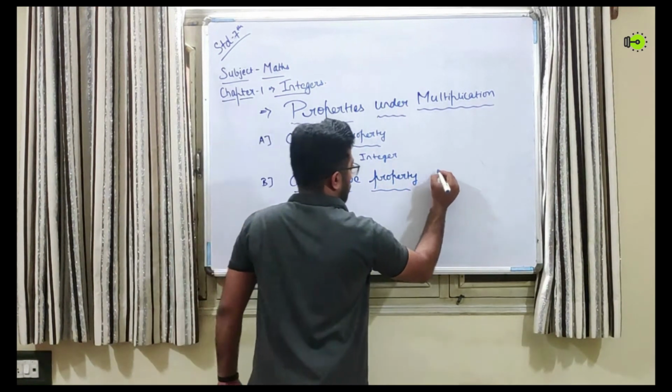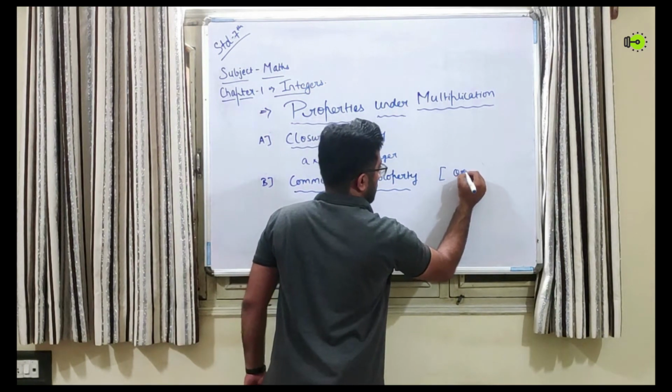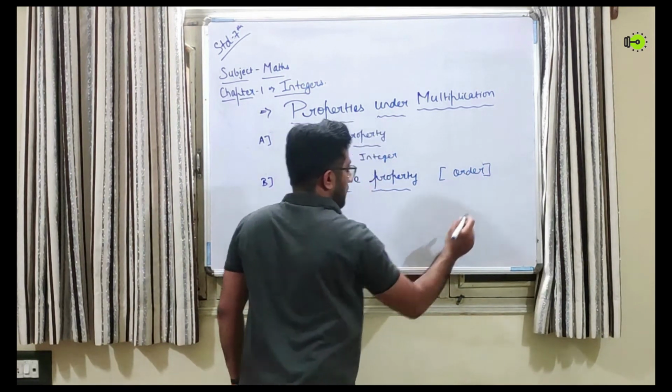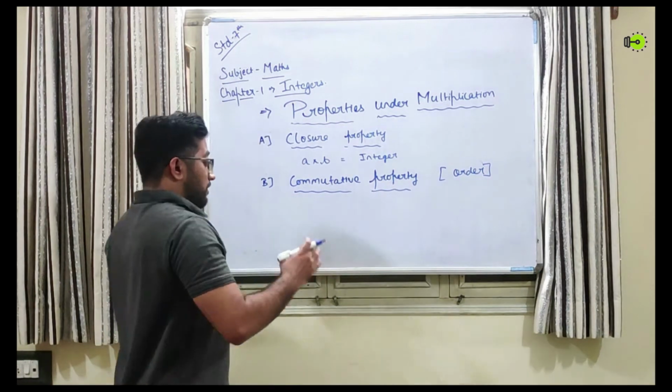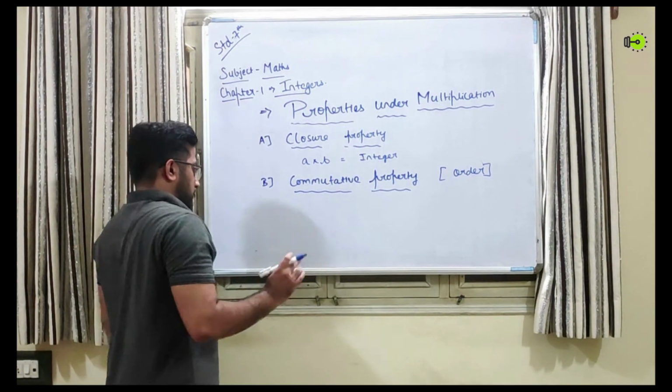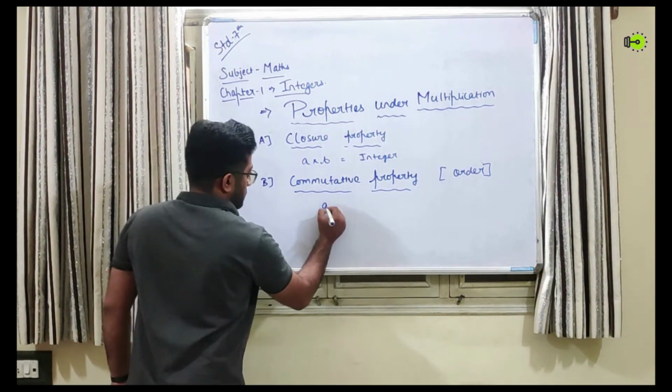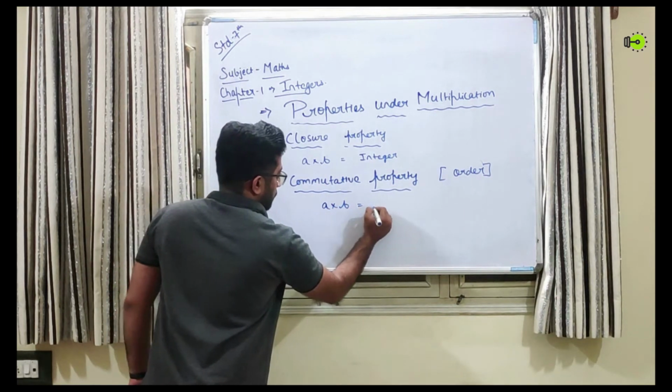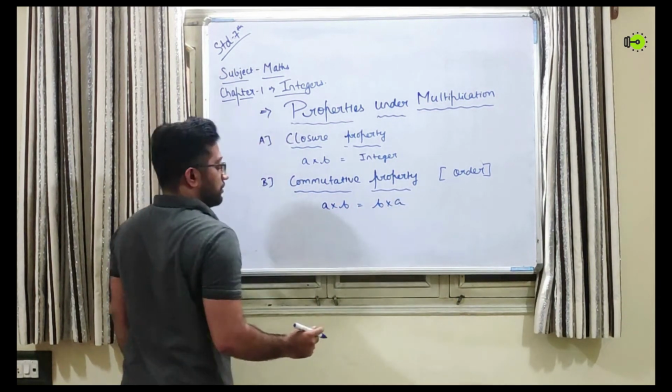So as per the commutative property, I have given it a suffix, that is, it is regarding order. Yes, you guessed it correct. The order is not important, it will not affect the answer. So here it is a into b is equal to b into a. This is the general term.